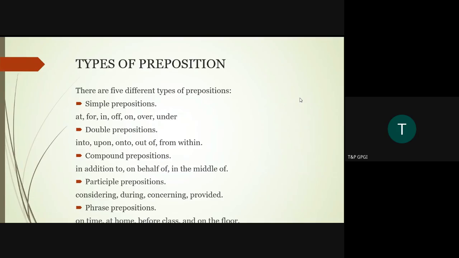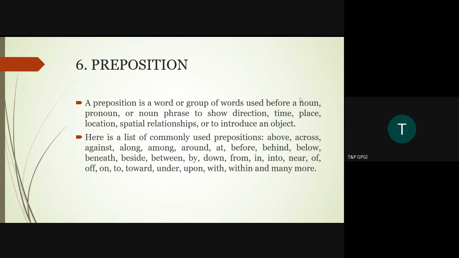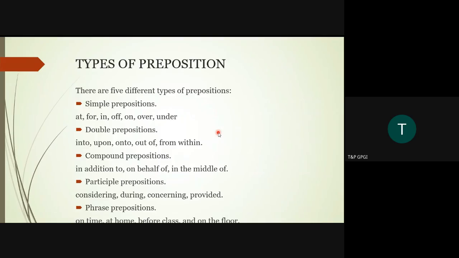Before that, I'm going to tell you the types of prepositions. So basically, in all, there are 5 different types of prepositions. Right now, I've given you so many examples of prepositions. Here they are, so many over here. They are differentiated into different categories or different types. So the first type is simple preposition, second is double preposition, third is compound preposition, fourth is participle preposition, and fifth one is phrase preposition.